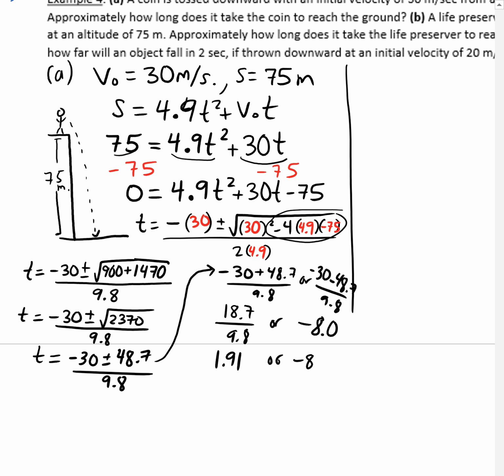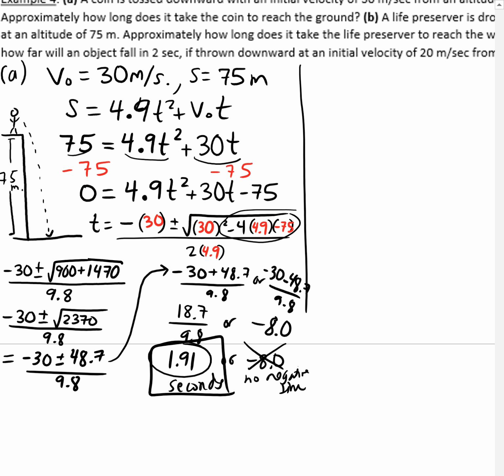But what does this stand for? This is time, right? There's no such thing as negative time. So this must be the guy. It took the coin 1.91 seconds to reach the ground. There it is. Whew, it's kind of tricky, right? But it's good to know that this can be used in real life, sort of. You know, when you're throwing things at people on the ground. That's messed up, but hey, people do things like that.